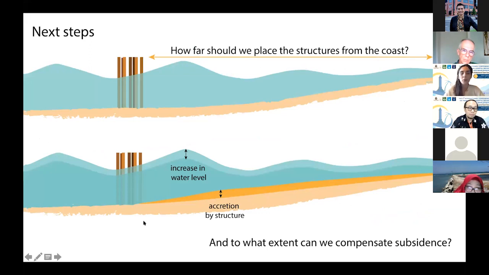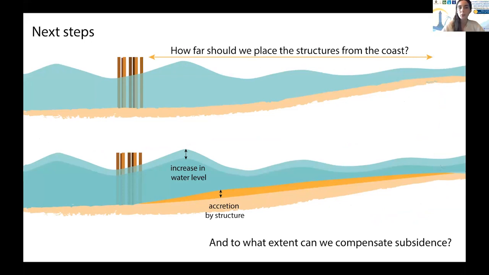And finally, so far I've been discussing mostly how to place the bamboo poles, but as Peter mentioned before, it's very important to also study how far you should place them from the coastline with respect to other structures in order to maximize the habitat creation behind the structures. Another important point, in relation to this, is what happens with subsidence. Because when the bed is sinking, subsidence gives you a higher increase in the water level, and this can be compensated to some point by the accretion produced by the structures.